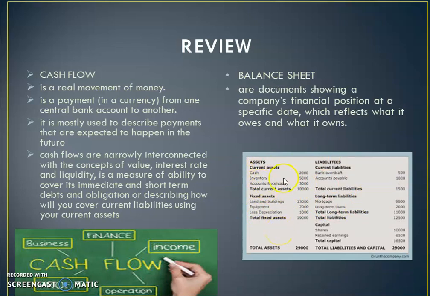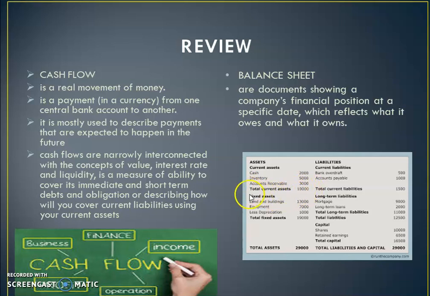So first we have assets. There are two types of assets. We have current assets and fixed assets. Examples of current assets are cash, inventory, and accounts receivable. So this one you can have this amount from customers, that can be paid to you or to your company. So total current assets here.